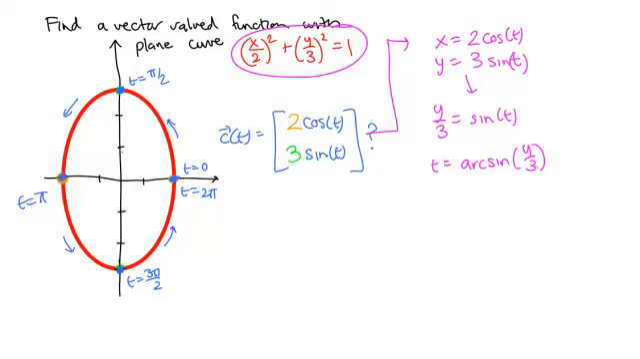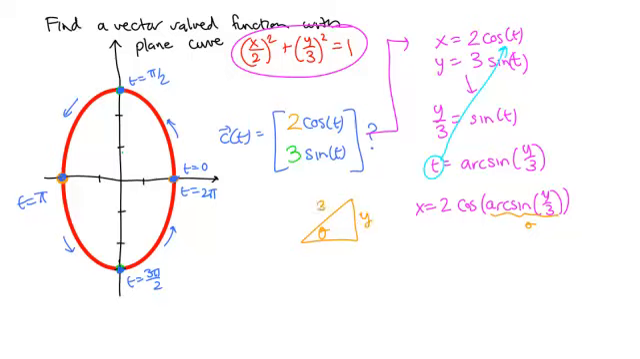Now that I have a t value, I can plug that into the top equation. That will get me x is equal to 2 times the cosine of the arcsine of y over 3. Now that's an arc-trig problem. So I'll draw an angle which represents arcsine of y over 3. Sine is opposite over hypotenuse. That means that the missing side has to be the square root of the hypotenuse squared minus the opposite side squared. And now I want the cosine of this angle. The cosine of this angle is going to be the adjacent side over the hypotenuse.